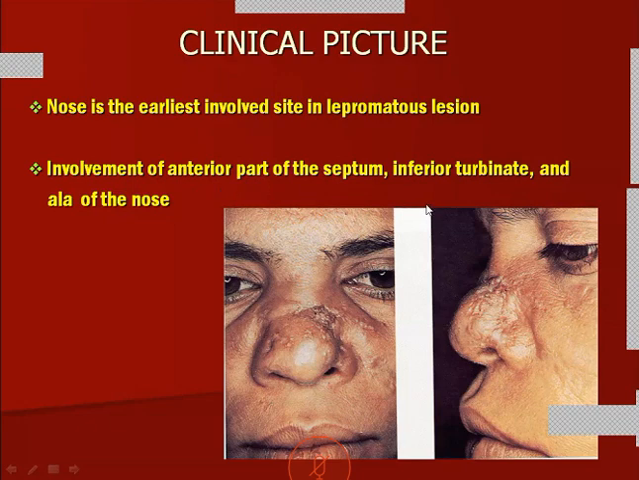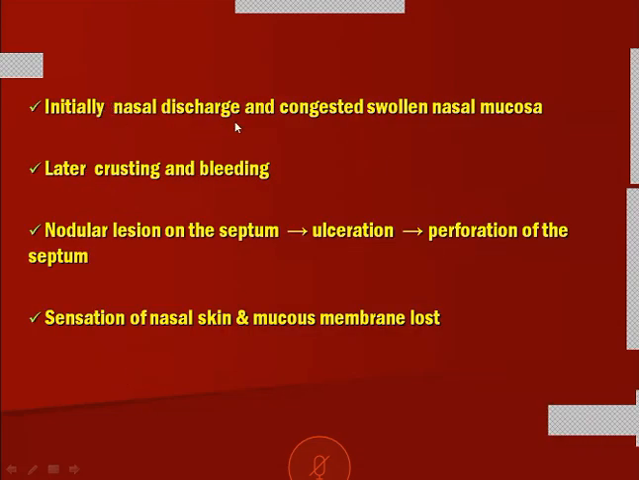anterior part of the septum. In leprosy, the cartilaginous part is commonly involved, along with the inferior turbinate and ala of the nose, which can result in cicatrization and deformity. A saddle nose deformity can occur with lepromatous leprosy. Initially it presents with nasal discharge and a swollen, congested nasal mucosa. Later there will be ulceration, crusting, nodular lesions of the septum, perforation of the septum, and loss of sensation of the nasal skin and mucosa.